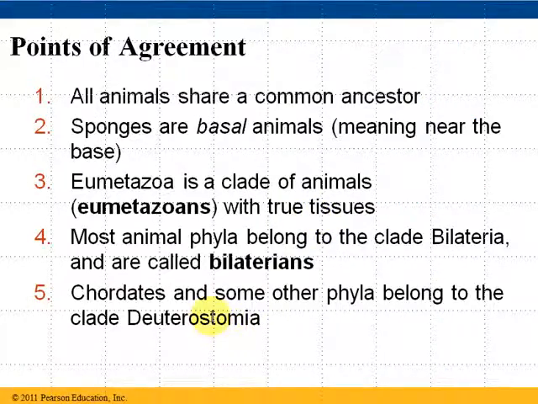And then finally, chordates and some other phyla belong to the clade Deuterostomia.